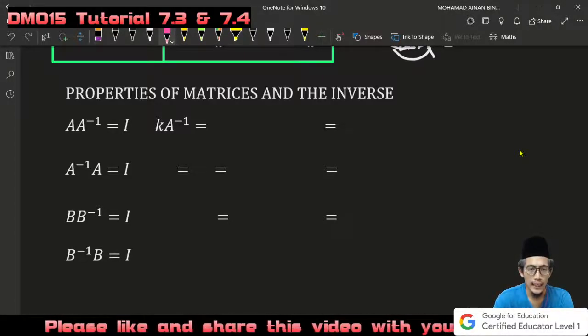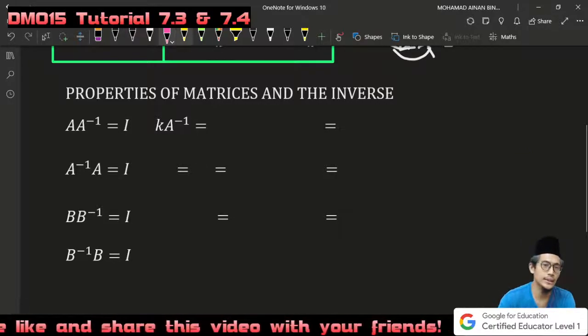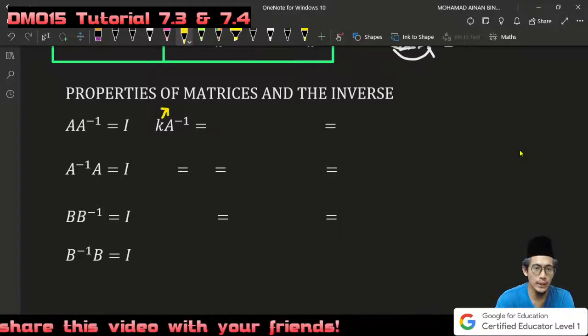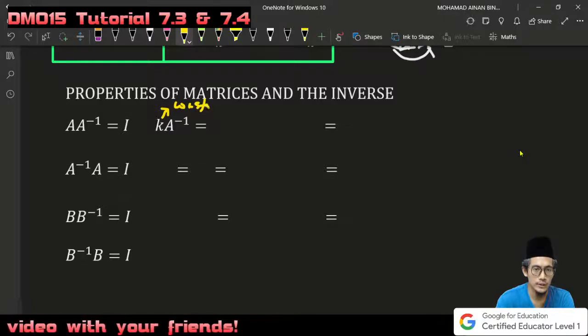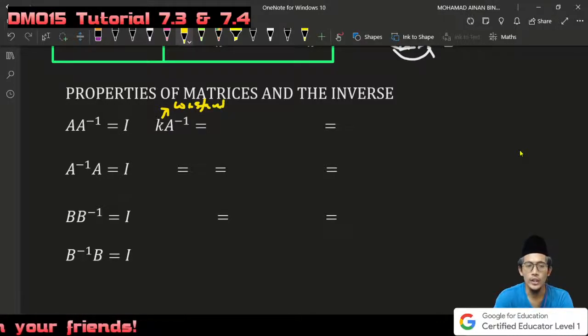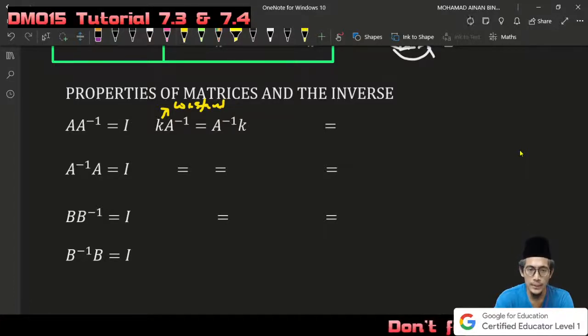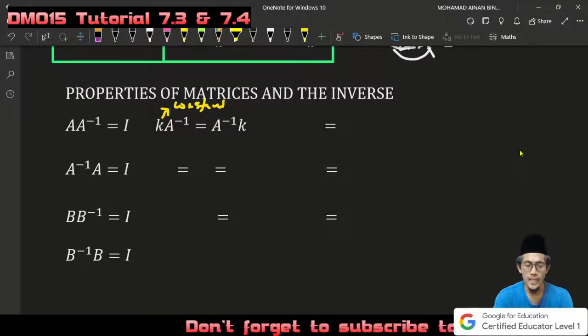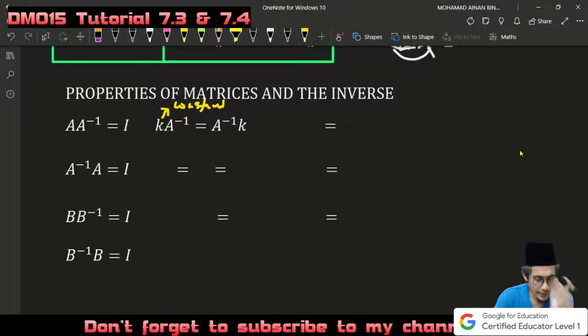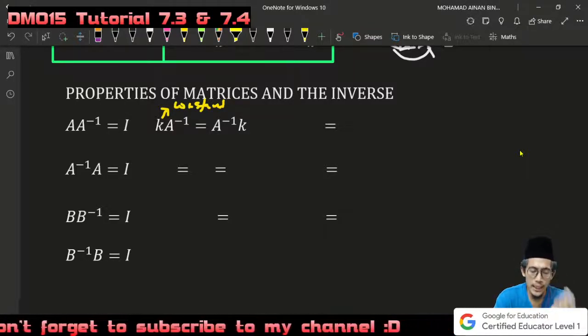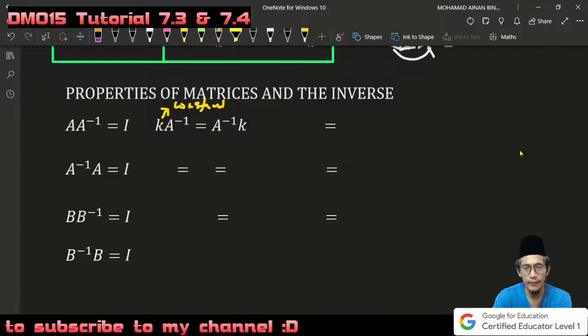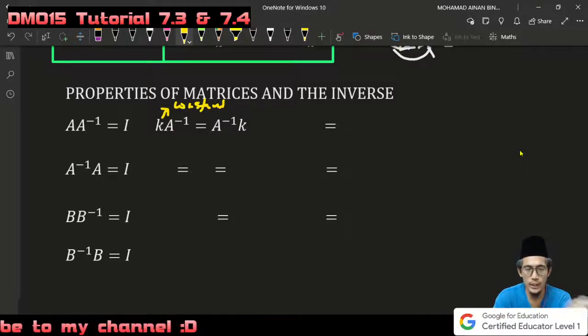Okay, next. K. K ni adalah tadi dah cerita. K adalah constant. Kalau constant multiply by a matrix, over here inverse, sama dengan apa? Sama dengan A inverse multiply by K. As you can see over here, K constant boleh bergerak depan belakang. Suka hati dia. Tak ada masalah. Dan dia tak akan kacau matrices tu. Matrices tu still betul. Okay?